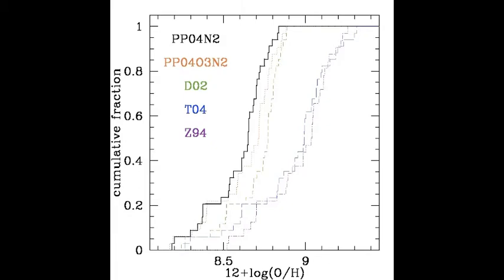Here is the oxygen distribution that we find, shown as it would be measured with 5 different strong-line abundance indicators. For the scale of the N2 diagnostic of Pettini and Pagel, in black, we find that the median metallicity is 8.65.